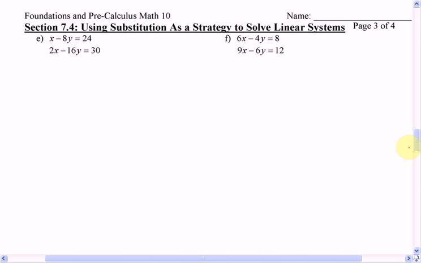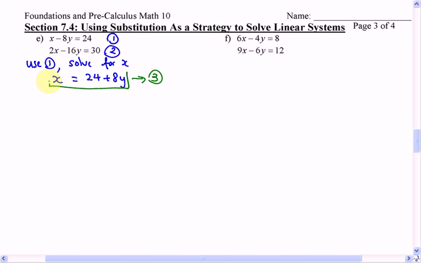Same kind of strategy. So I'm going to label the equations 1 and 2. I'm going to ask you perhaps to solve for x. So I'll say using number 1, let's solve for x, because it looks like it's pretty easy to solve for x. You get 24 plus 8y. And then of course we're going to call this equation number 3, and we're going to substitute number 3 into the other equation, into number 2.